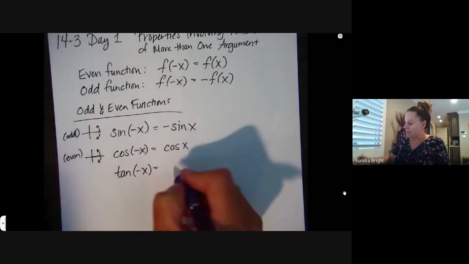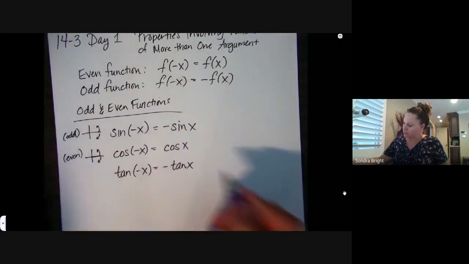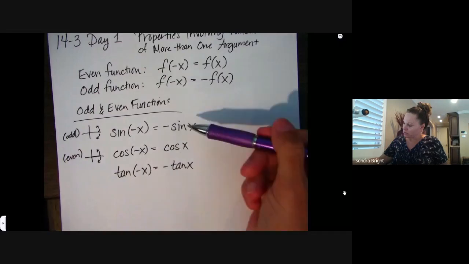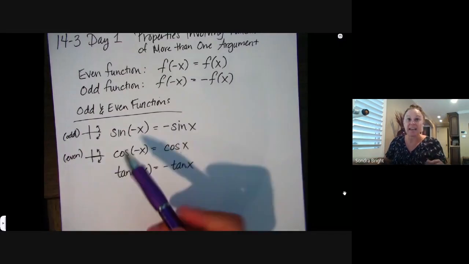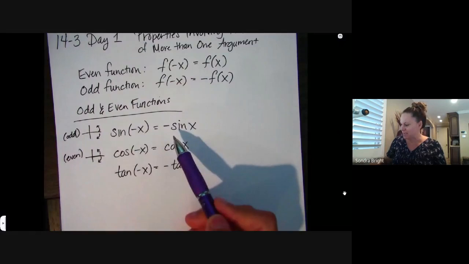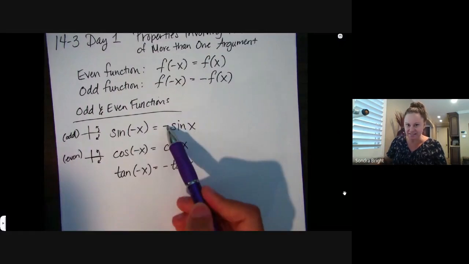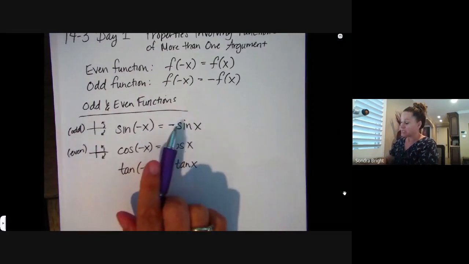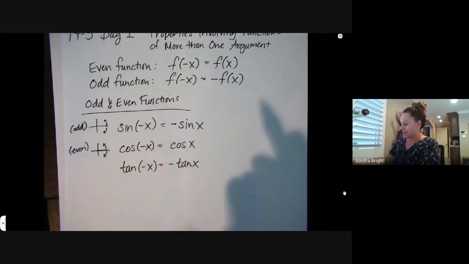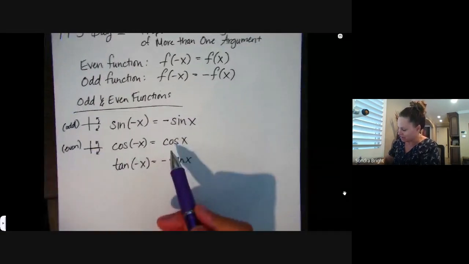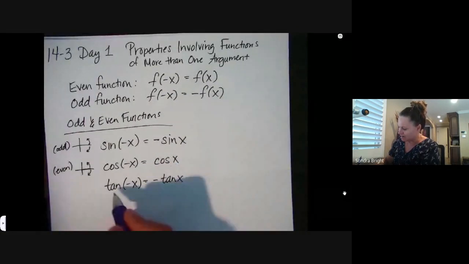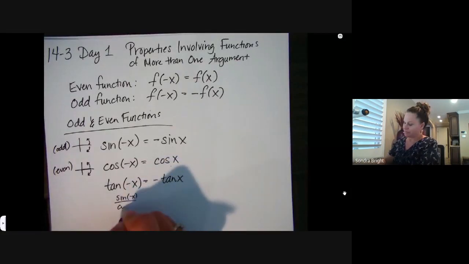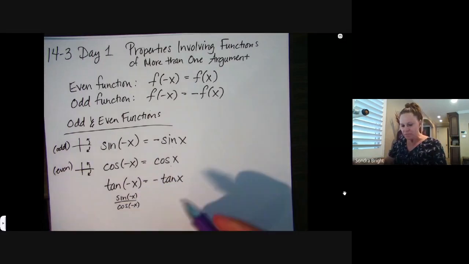And for me, these are the only two I memorize. Sine of a negative angle is equal to negative sine of the angle. You see that? Sine of a negative angle is negative sine. And then cosine is the positive one. And then tangent, if you remember, tangent of negative x is the same thing as sine of negative x over cosine of negative x, which is a negative sine over positive cosine, which ends up being a negative tangent. So that's how I always remember it.